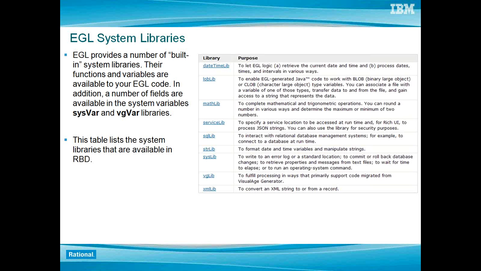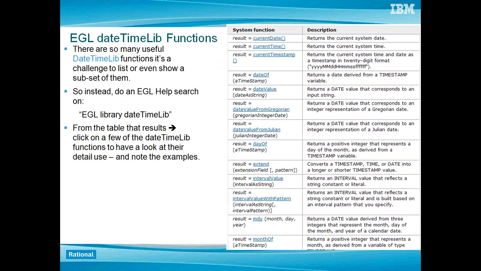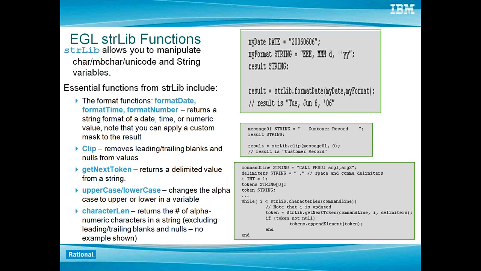Now we are going to learn about the built-in libraries that are available from the runtime. For example, we have the date time library, a library available through which we can work with date or time fields. We can add values. We can get the current date, time stamp. We can find out a particular day or month from a date field.